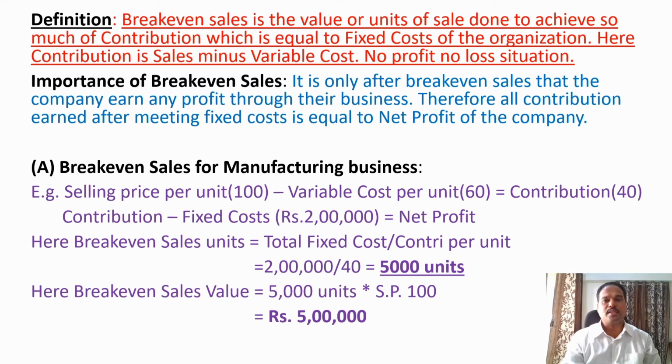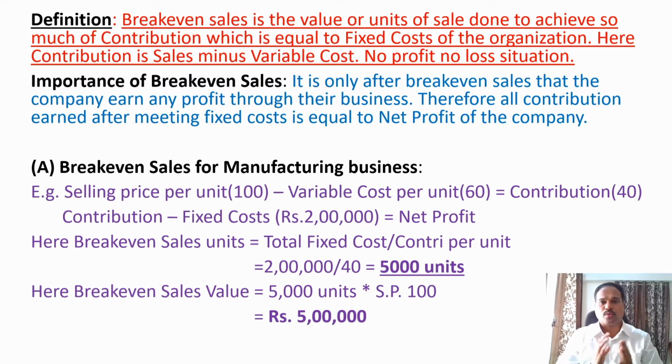So let's see the definition of break-even sales. Break-even sales is the value or units of sale done to achieve so much of contribution which is equal to the fixed cost of the organization. Now let's understand what contribution is. Contribution is sales minus variable cost. So break-even sales is the situation where there is no profit, no loss.